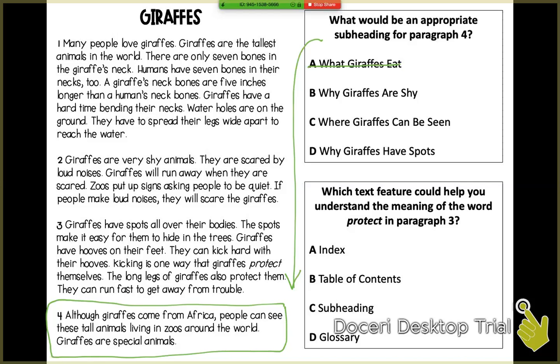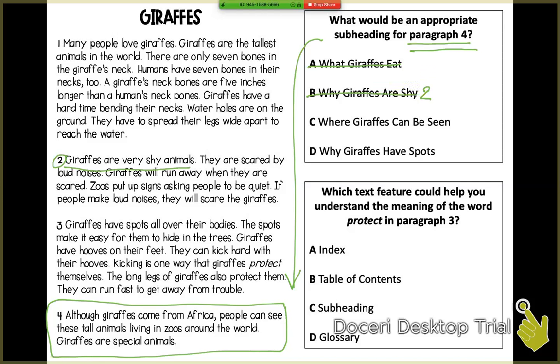All right, B says why giraffes are shy. Well, I do remember seeing in paragraph 2 that giraffes are very shy animals. So that would be a great subheading for paragraph 2, wouldn't it? Remember, our question is asking us for an appropriate subheading for paragraph 4. So this would be good for paragraph 2, but that's not what they're asking about. So we're gonna slash it and trash it.